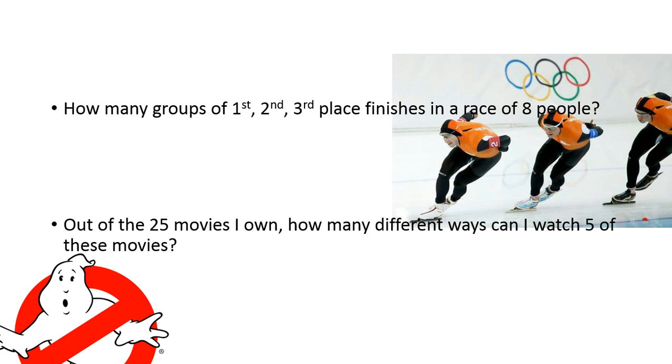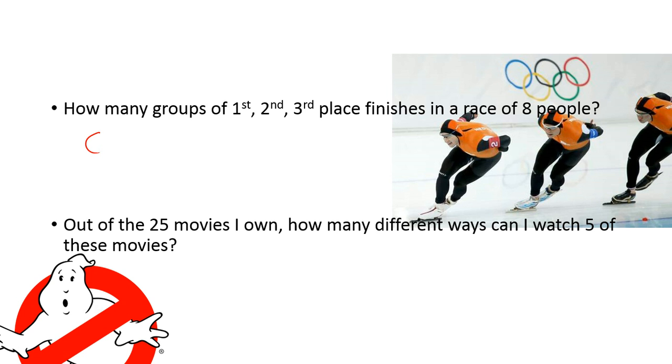Okay? Now, let's do a couple examples here. So the first one, how many groups of first, second, and third place finishes are there in a race of 8 people? So you've got 8 people racing, either speed skating or sprinting or something. And you want to see how many groups of 1, 2, 3 are there. Okay? Now, you got to pay attention at this. The hardest thing is identifying if it's a permutation or combination. Now, in this case, I want groups of 1, 2, 3. I don't want orders of 1, 2, 3. So since it's just groups, we're going to be using a combination.